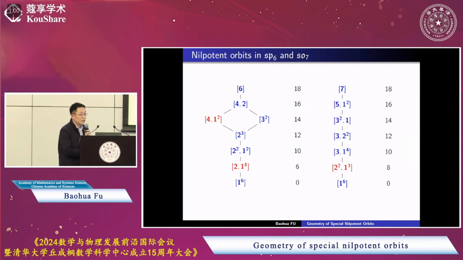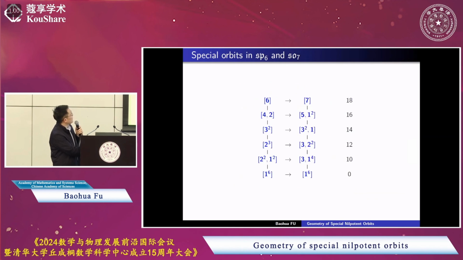And this is Sp6 and SO7. So these two, Sp6 is a Langlands dual to SO7. And in this diagram, I only pick the special ones. And then you see it's really a one-to-one correspondence between these special nilpotent orbits. They have the same dimension.